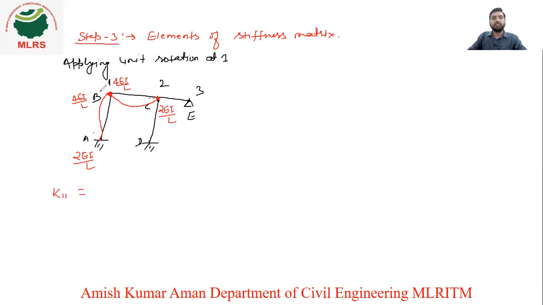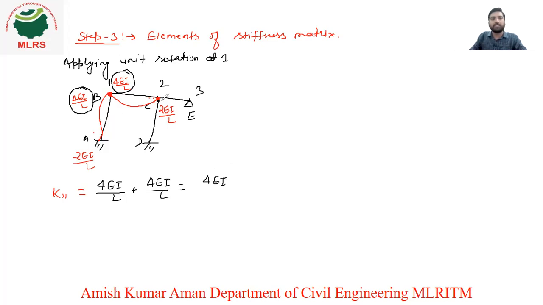K11 means giving unit rotation at 1 and calculating the stiffness at 1. So if you are calculating the stiffness at 1, you can see here at 1, two stiffnesses are there, right? We can easily see there are two stiffnesses at B. First joint, that is 4EI by L and 4EI by L for this span and for this span. So it will be 4EI by L plus 4EI by L, right?